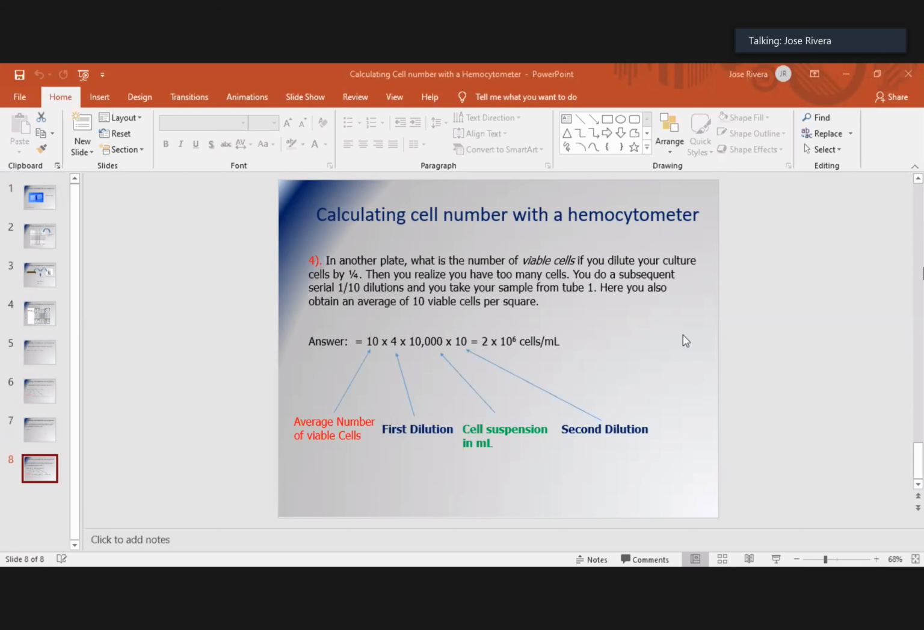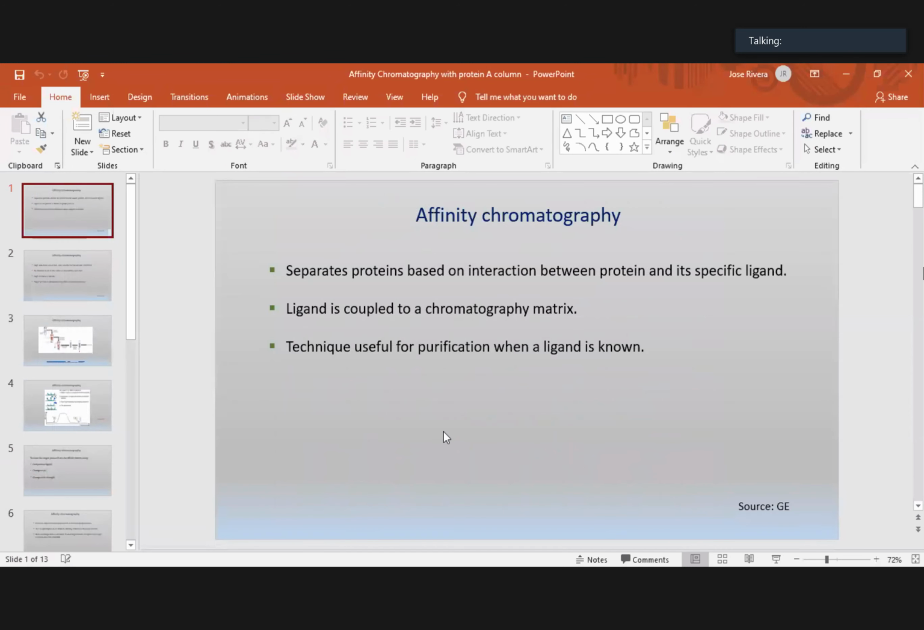So now this is affinity chromatography. Has anybody here ever done chromatography or affinity chromatography? Professor, you're supposed to be sharing the slide. Oh, I don't see them. Can you see it now? Yes, sir. Thank you. Okay, so this is affinity chromatography. Has anybody ever done it? Not at all. Okay, that's fine. That's great.